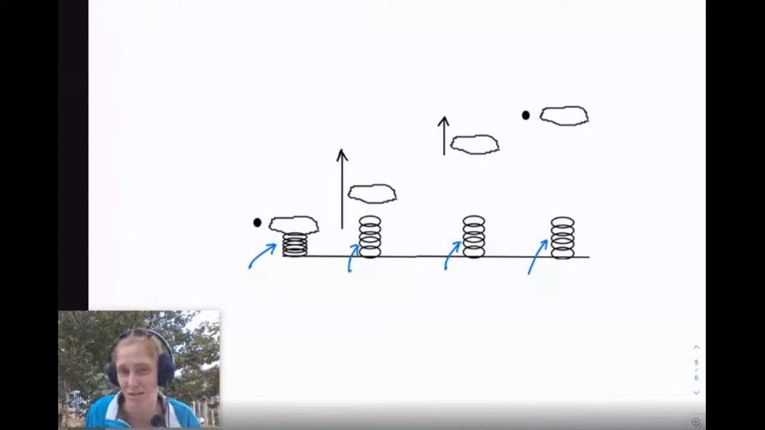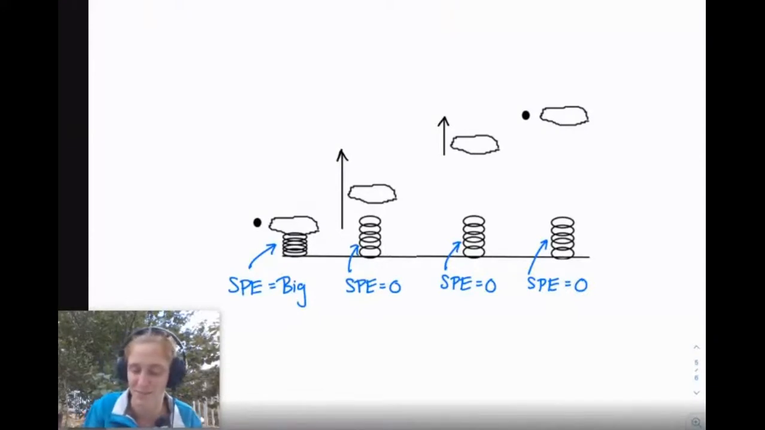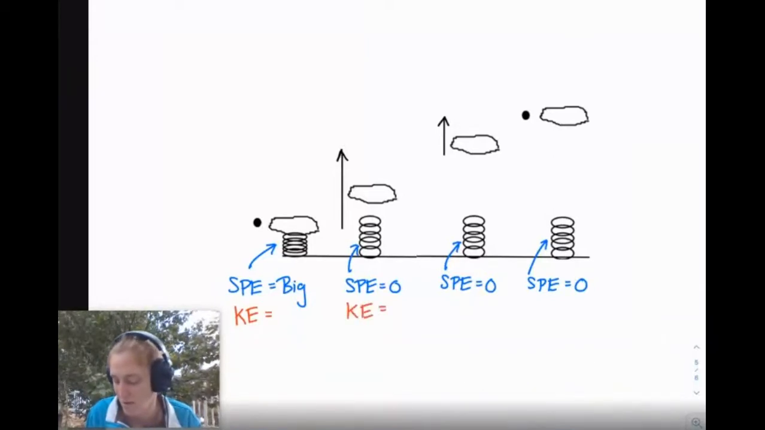All right, so the first thing that I want to do is identify what kind of energy I have in each of these four situations. So my spring potential energy here at the beginning is big because my spring is squished. For these three, my spring potential energy is zero because my spring is not being squished or stretched. That's just the natural length of the spring. The second thing I want to do is look at my kinetic energy. And my kinetic energy is going to be big if I'm going fast and small if I'm not.